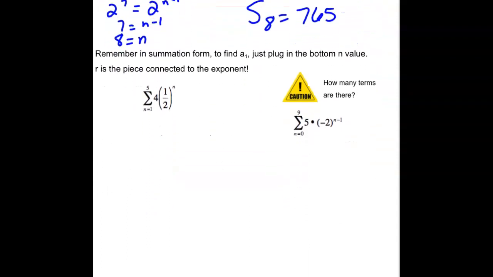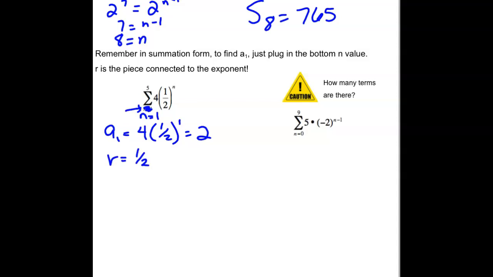All right, remember in summation form, to find the first term, we really just plug in the very lower limit here. Whatever they're telling us is our bottom number here. So in this case, it says n equals 1. So we're going to just plug a 1 in. So 4 times 1/2 to the first power. 1/2 to the first power is still a half. 4 times a half would be 2. So our first number is a 2. And then our R value is just that 1/2. It's the piece that's being raised to the power.